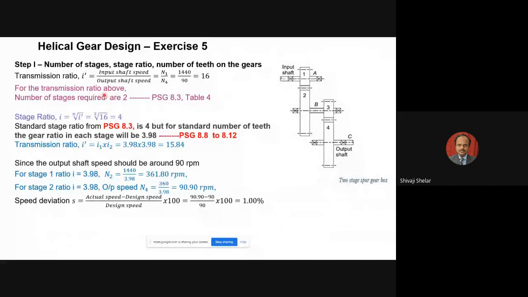Now for this transmission ratio, what should be the number of stages? Here I am saying the number of stages required is 2. Where has this come from? This has come from PHG 8.3, table number 4. Let's go and check how we are deciding this number of stages. Let's go to the PHG data book here.